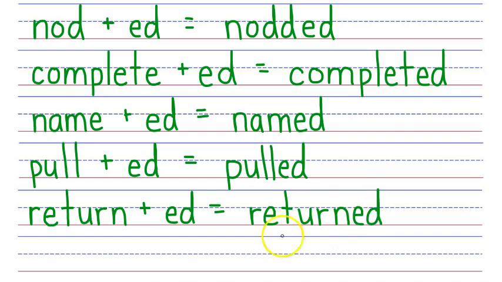Let's sound it out. R-E-T-R-N-D. Ed says D in returned, because the N before ed is not a D and it's not a T, and so ed is going to either say D or T in words like this, and in this word it says D.